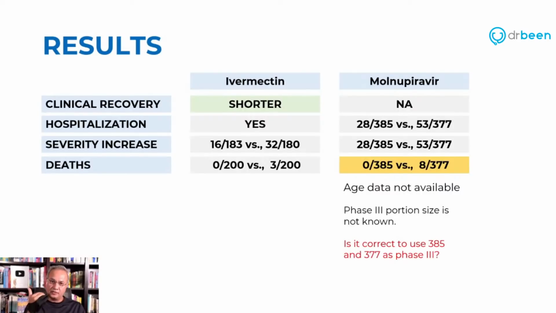They were looking at hospitalization or death. So, hospitalization: for the Mahmood study, were some people hospitalized? Yes. In molnupiravir, were some people hospitalized? Yes. On the intervention side, 28 people out of 385 were hospitalized. And on the placebo side, molnupiravir, 53 people out of 377 were hospitalized. Once again, this is phase 2 and 3 together.